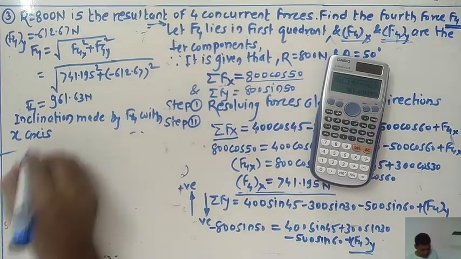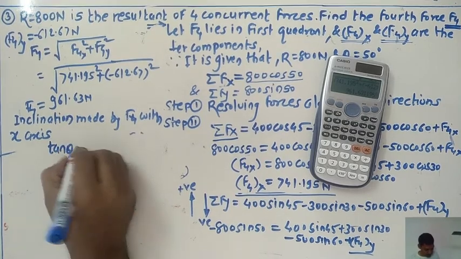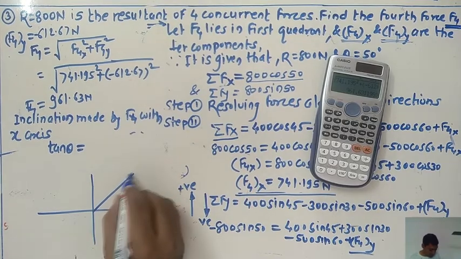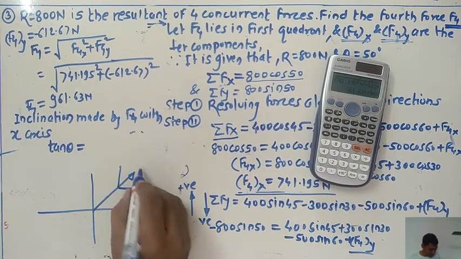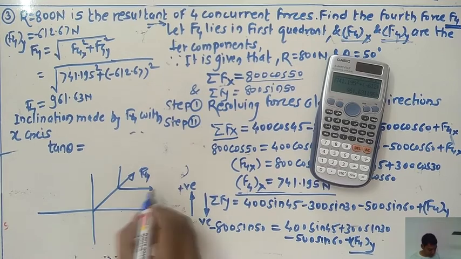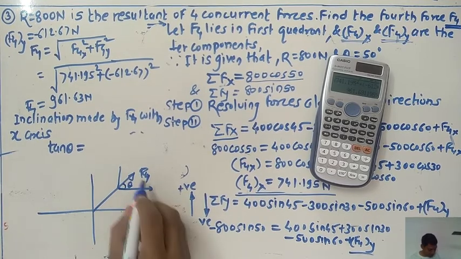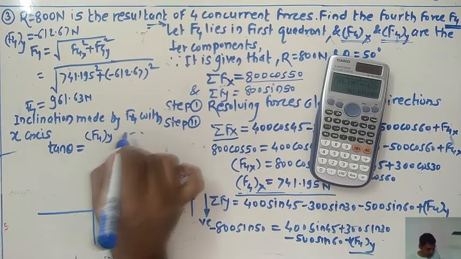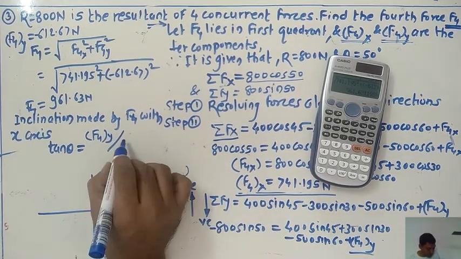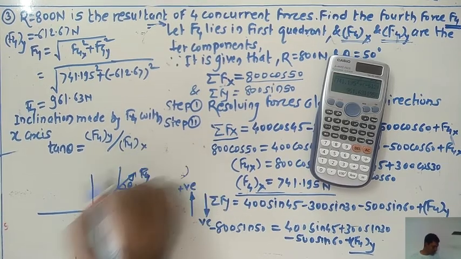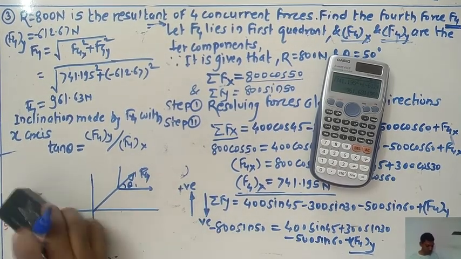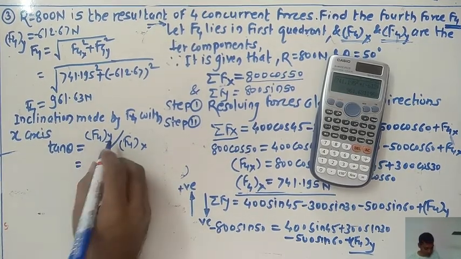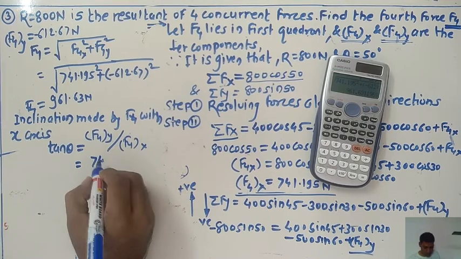So in this case, let us consider tan of theta. I have already shown that force here. This indicates F4, and this indicates its component. I'll show the F4 force only. Here is the theta. How can you get the theta? For that it is important to write the y component of the same force divided by the x component of the same force. So what is F4y with us?